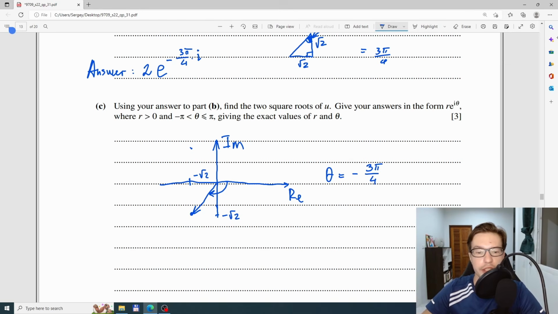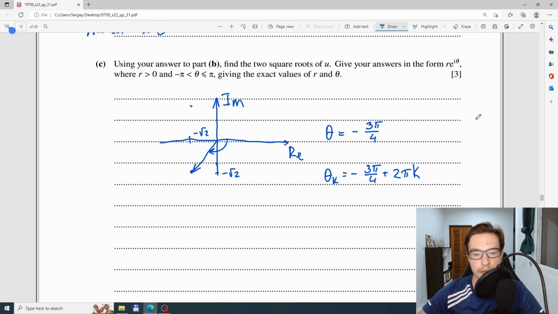And the thing is, we can actually get to the same point if we add 2 pi radians to this angle, because that's going to be the full circle. And we can actually keep adding 2 pi as many times as we want. So we can say our angle equals minus 3 pi over 4 plus 2 pi times k, where k is the number of circles we're willing to go in order to arrive at the same point. Now, how's it going to help us find the square root?